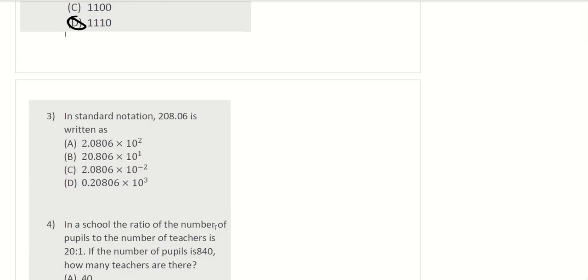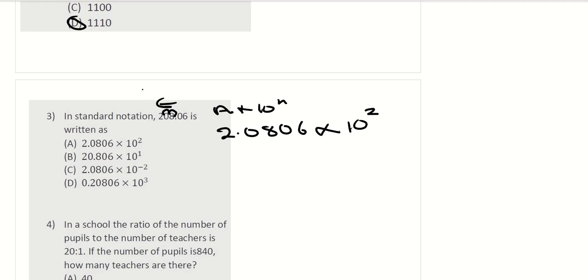They ask you for standard notation. Standard notation, again, I told you guys, this is A multiplied by 10 to the power of n, right? So A is a single digit, so you have to shift this in such a way you have a single digit. So it's 1, 2, so it'll be 2.0806 multiplied by 10. Your power here is how many places you shifted. You shifted it 2 places, and we shifted it to the left hand side, so it is positive 2. So your answer would be E.